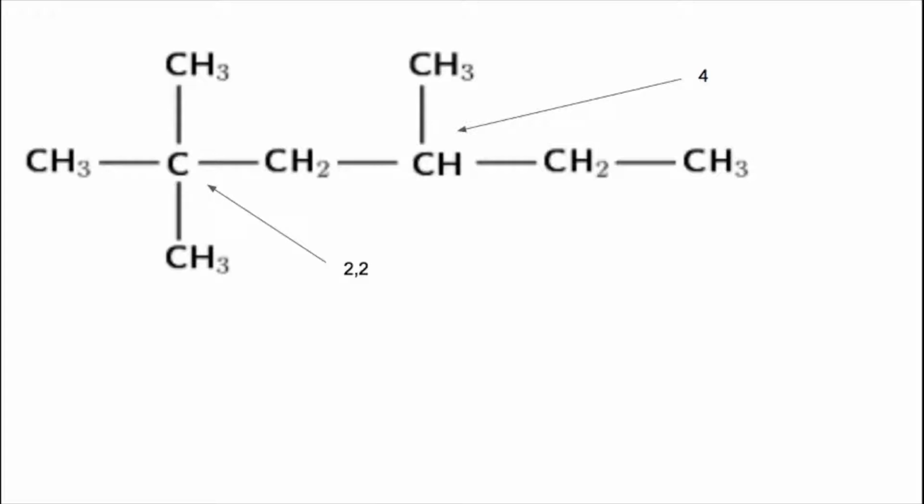You typically number them based on which numbering reduces the number of atoms you have to move past before reaching the longest side chain. In this case, it's 2 and 2, so you don't want to go from the right side and say it's 5 and 5, you want to start from the left side and say it's 2 and 2.